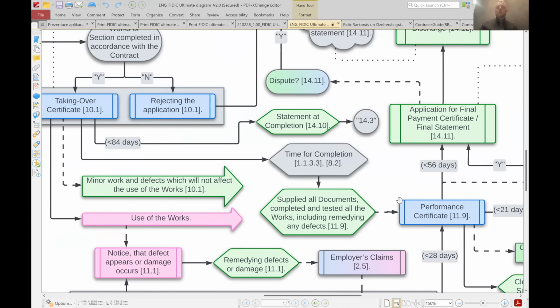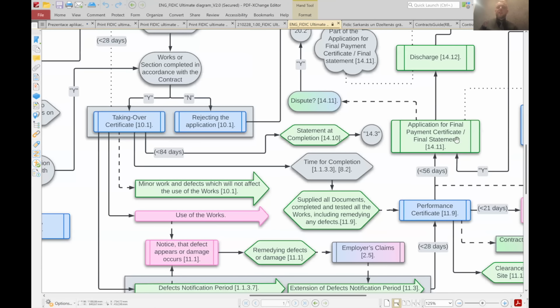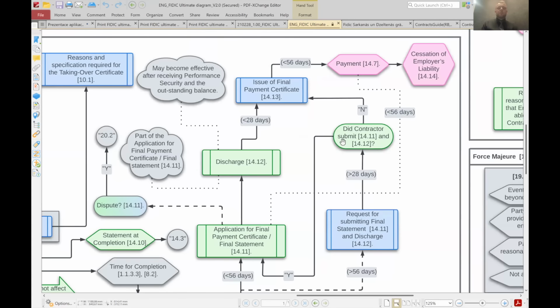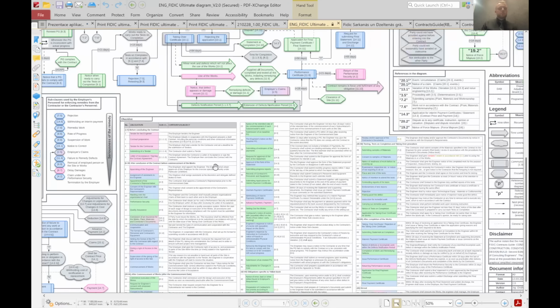After the statement of completion, there's the application for final payment, and quite a lot of stuff again at the end of the project. Again, it's important to follow all of these procedures and to have everything in check, so that no miscommunication or misinterpretation will happen. It's always better to follow the contract and all of these procedures.